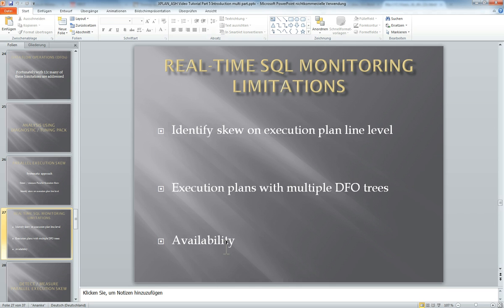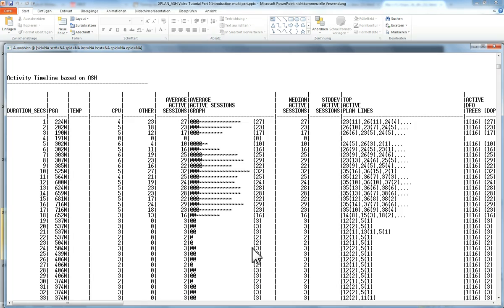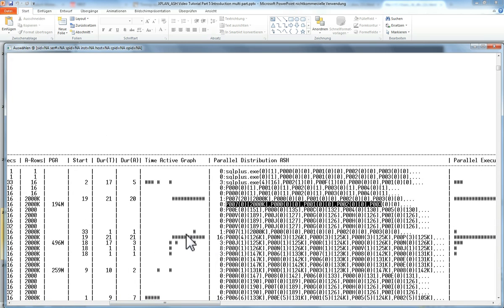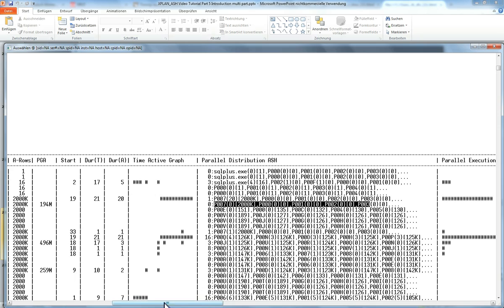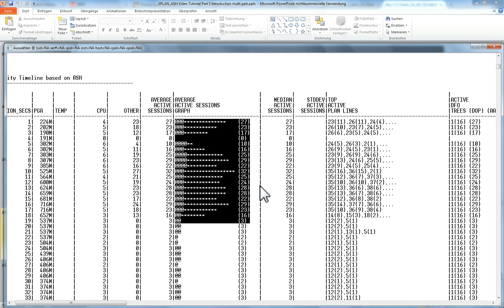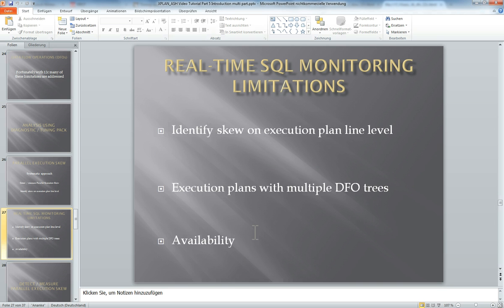And one final word is that most of this information is also available if you use explain-ash with version 11.1. So for those that are still on 11.1, probably not many anymore, but if you still run on 11.1 and use parallel execution, all of this nice information on execution plan line level, this skew indicator, and also this distribution on parallel execution servers on execution plan line level, and also this activity graph, which is something that the official real-time SQL monitoring report in 11.1 doesn't provide, all this information is also available in 11.1 for those that are still working with 11.1. All right, so I think that's it.